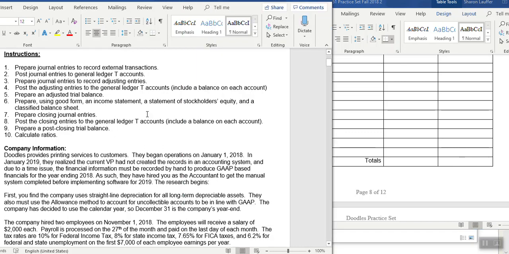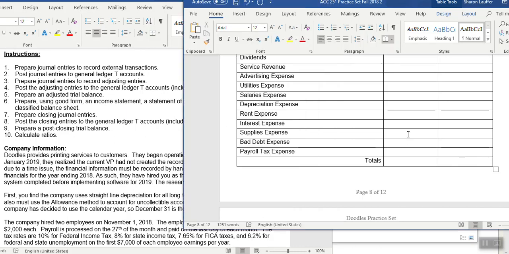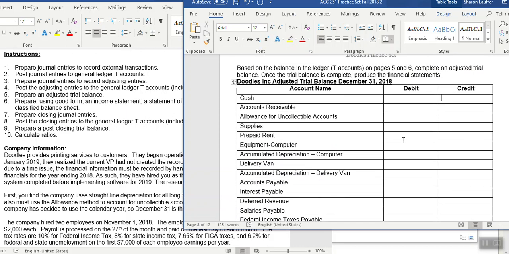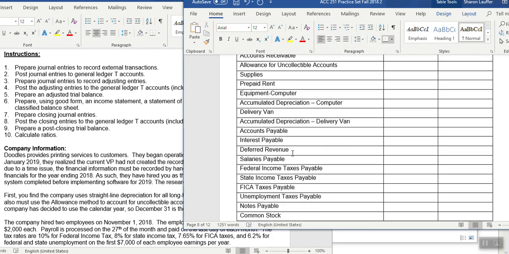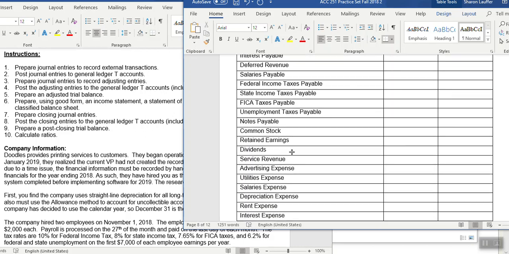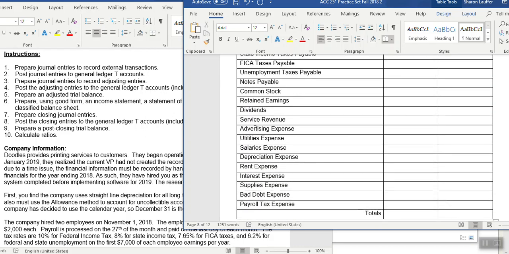Prepare, using good form, an income statement, a statement of stockholders' equity, and a classified balance sheet. So you can use your account balances here in your adjusted trial balance to do those. I always like to look through here and find my revenue. So right here, service revenue is the revenue. If you can find your revenue, then your revenue and expenses are all income statement accounts.